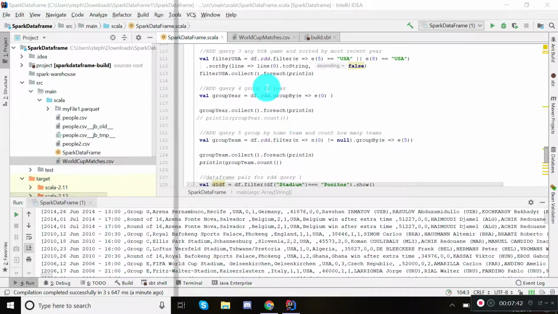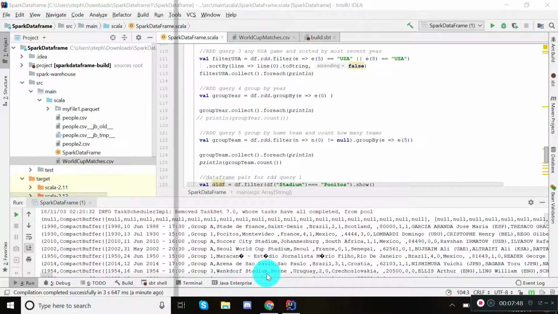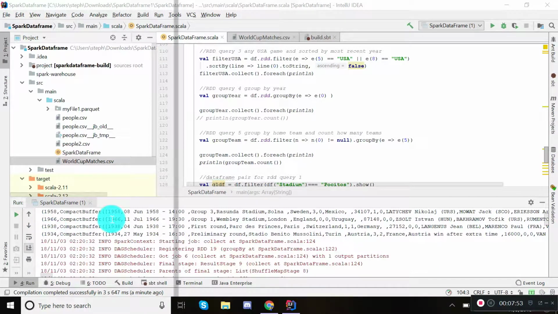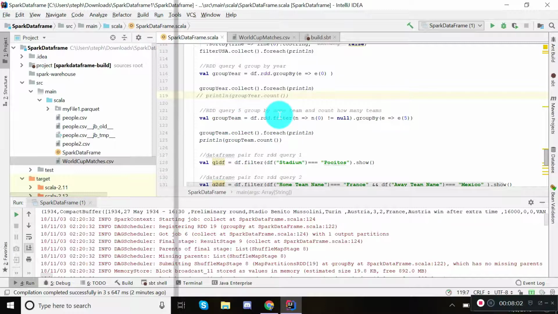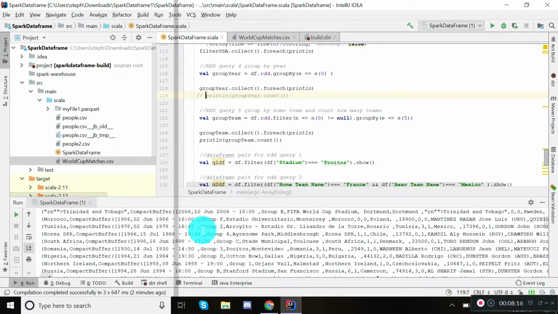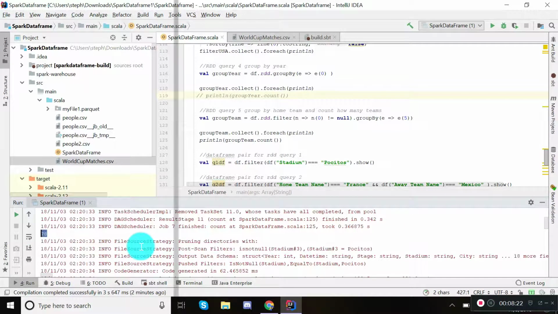4 is just grouping them by their year. Here it is. So this is just grouping them by their years right here. And then I didn't include it here, but I had a count too, because I was curious how many years there were. The 5th one is grouping them by their home team, and then count how many teams there are in total. So I print out the grouping, and then how many teams in total are 78.